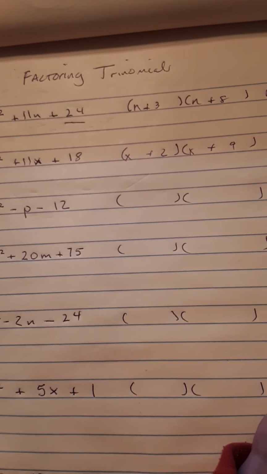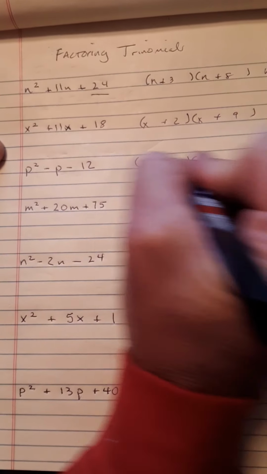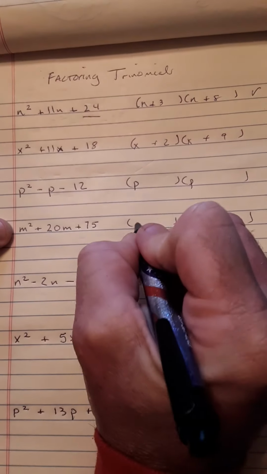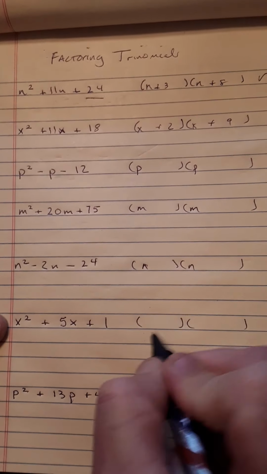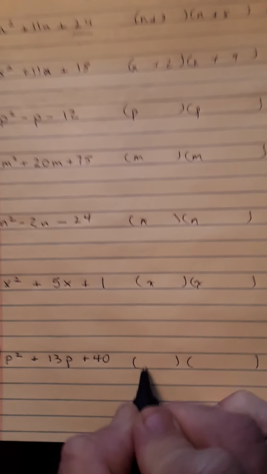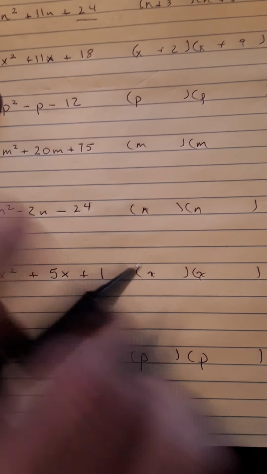Now, I'm going to kind of jump through these problems real quick and just say, I know that's got a p and a p. That's got to be a m and an m. That's got to be a n and an n. That's got to be a x and an x. This has got to be a p and a p. So I'll come right back to this one here.